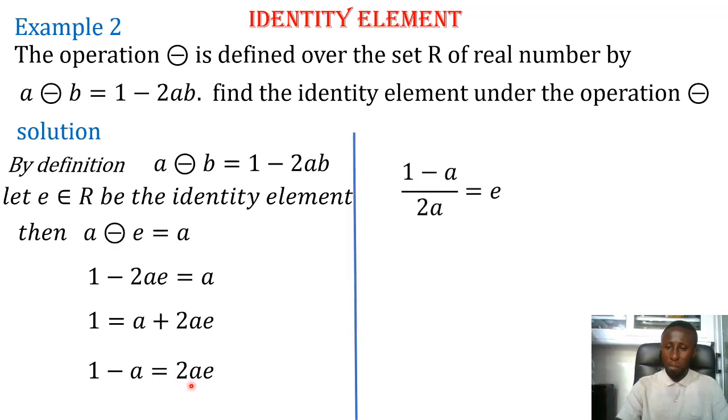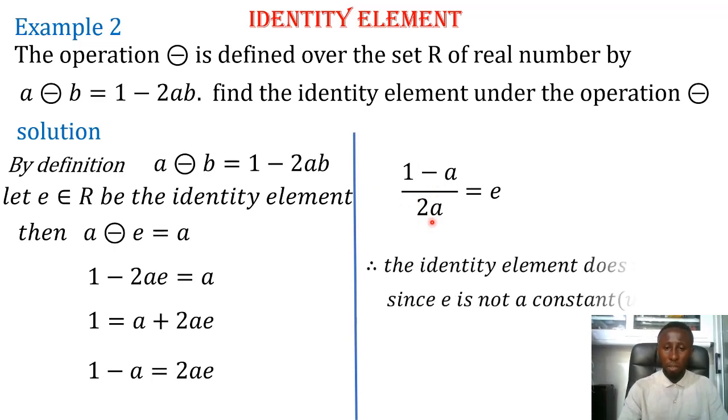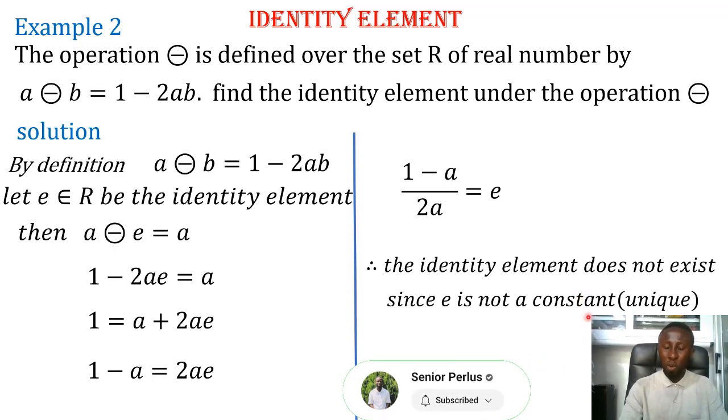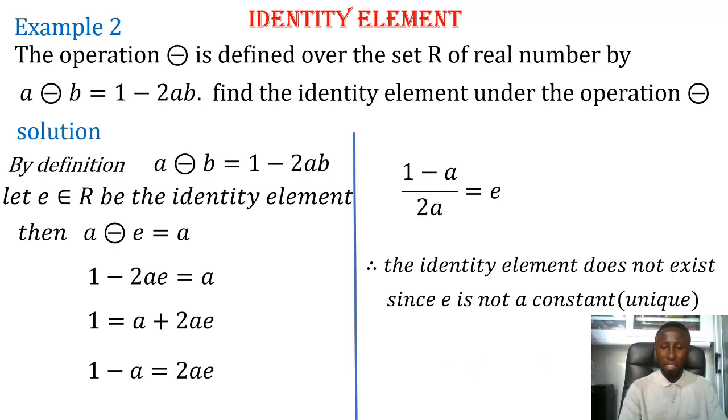We did this basic algebra at the basic level. So therefore, our identity element is this. This is not unique. It's not a constant. The first example was a constant, so it was unique, but this one is not unique. So our identity element does not exist since E is not a constant. Now you understand the reason I said that the identity element should be unique or a constant under the operation.